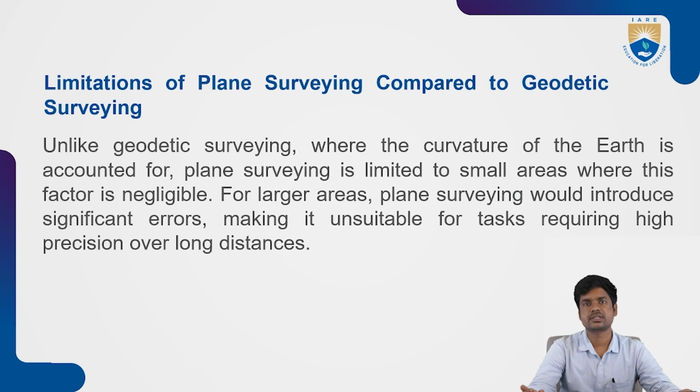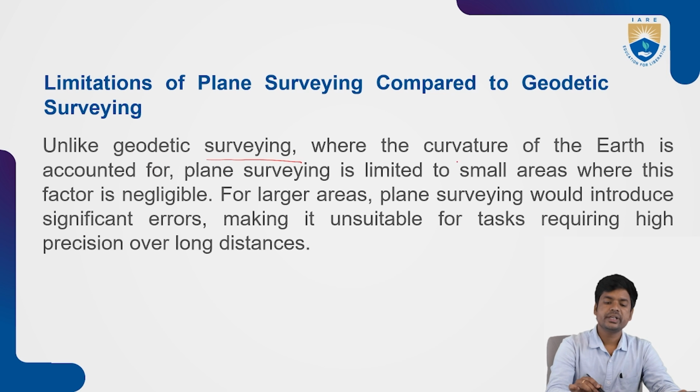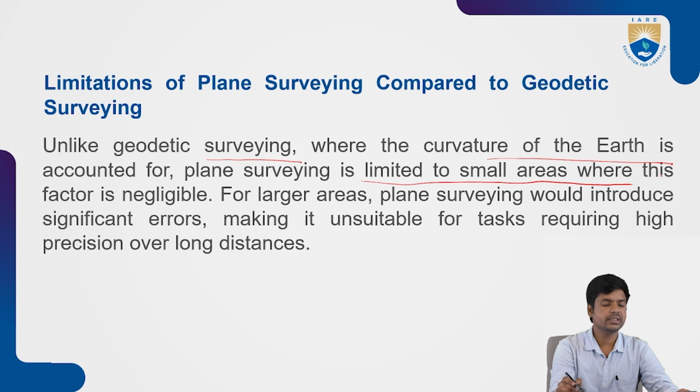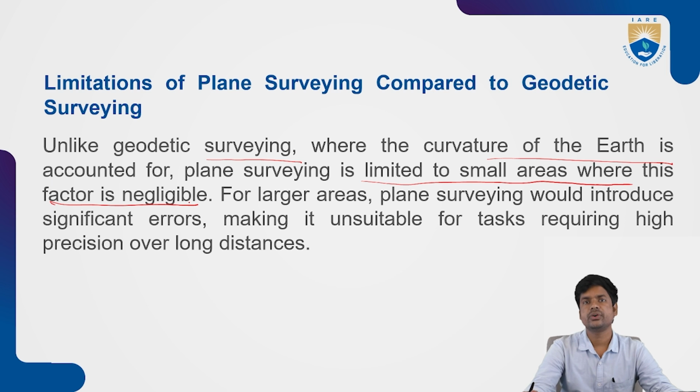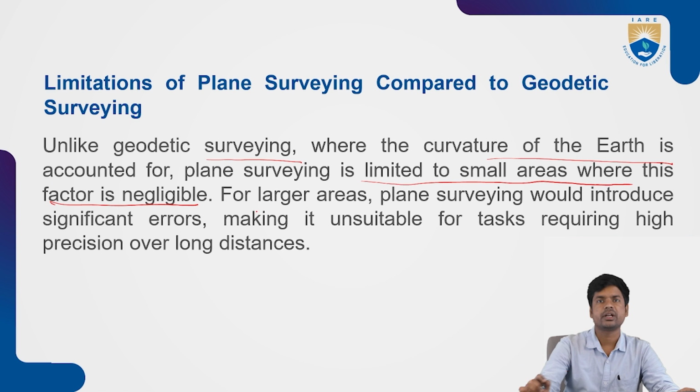Next, coming to the limitations of plane surveying when you compare with geodetic surveying. Unlike geodetic surveying, where the curvature of the earth is considered, plane surveying is limited to small areas where this factor is negligible. In geodetic surveying, we consider the earth curvature, and that gives accurate results while preparing the maps. But in plane surveying, we do not consider the earth surface, and there may be some small errors which are negligible because the area of the surveying is also very small. This is one of the limitations.